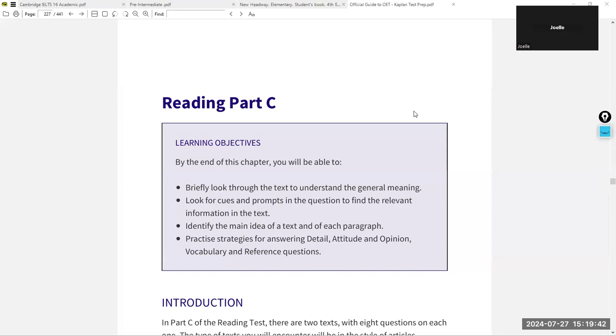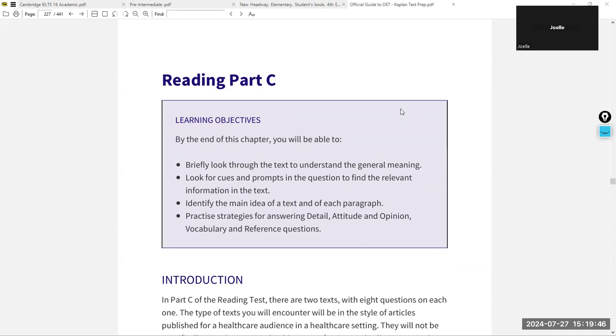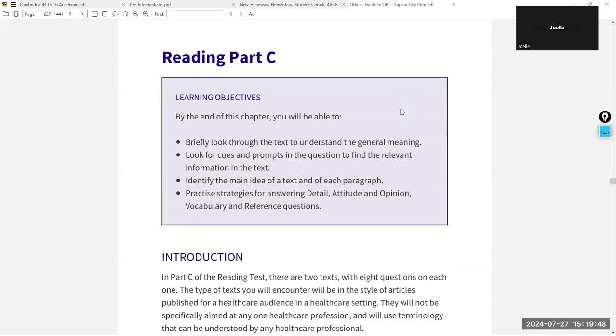Okay, so let's start talking about part C. Part C absolutely is the final part in the reading test. I know that it's the longest, but believe me, it is the easiest. It's not that hard, and absolutely, I'm going to tell you why part C, which is the last one, is really easy.